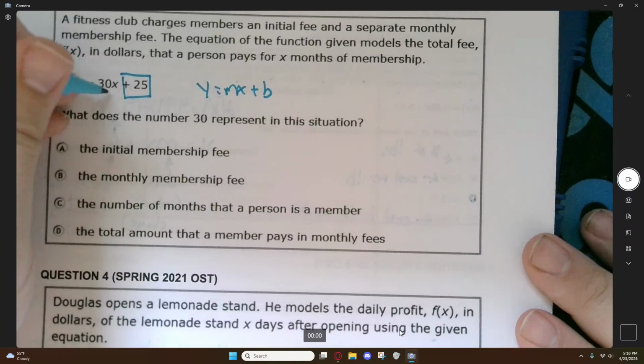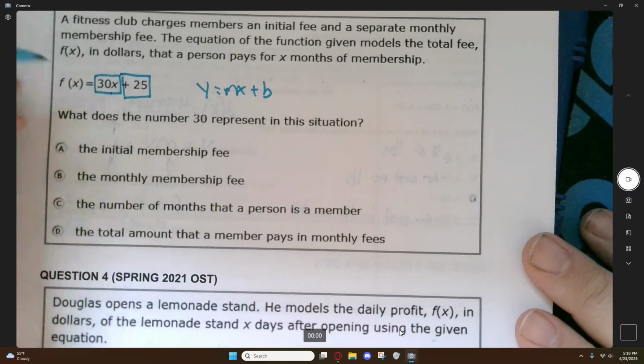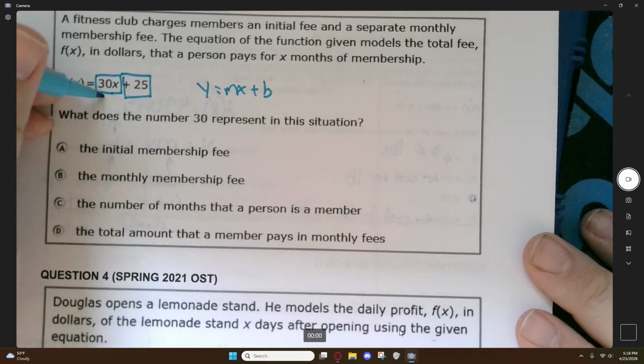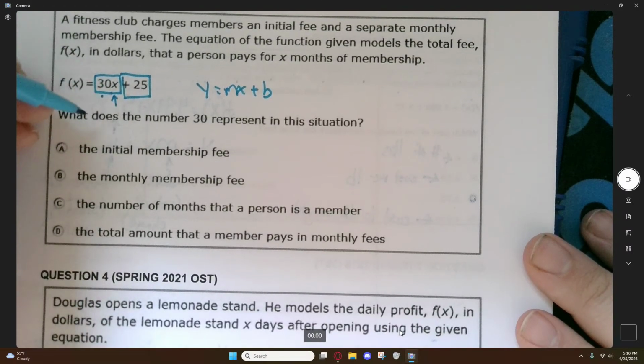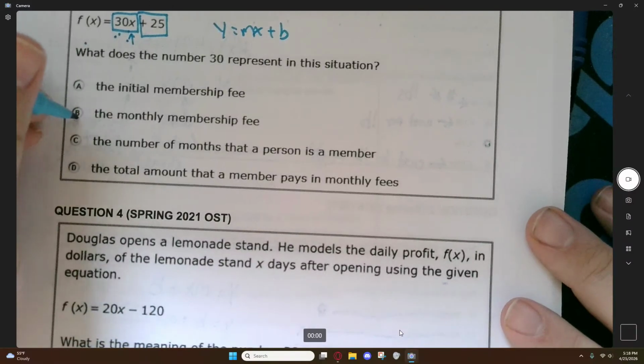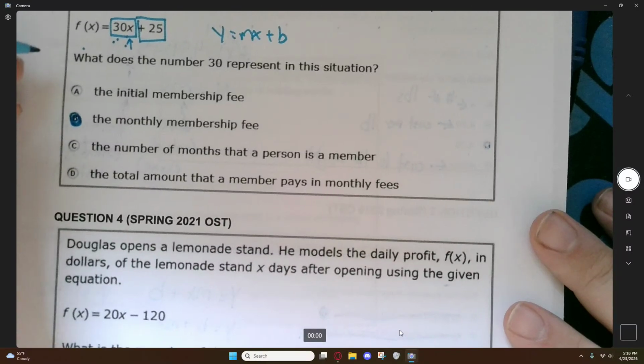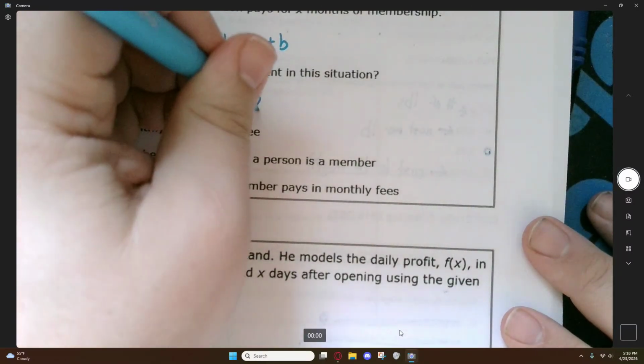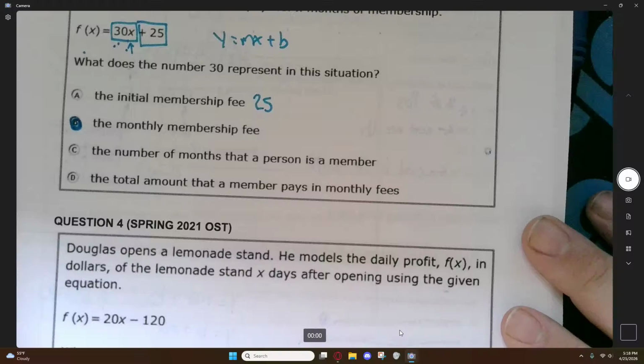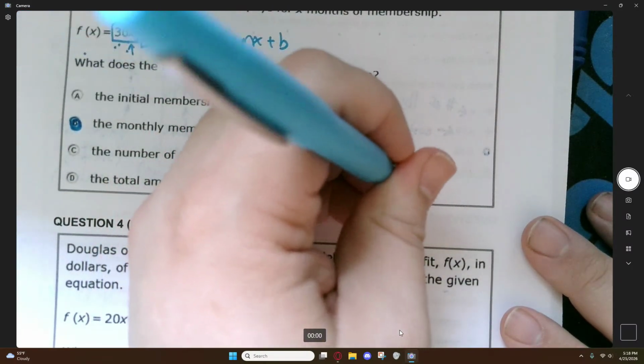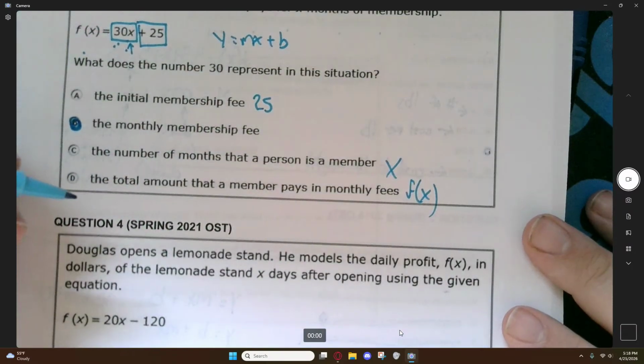So what would 30 represent? Well, if this is your rate, and x would represent your number of months, your rate would probably represent your money per month. So it would be the monthly membership fee. The initial membership fee would be the 25. The number of months a person is a member is x, and the total amount a person pays is f of x.